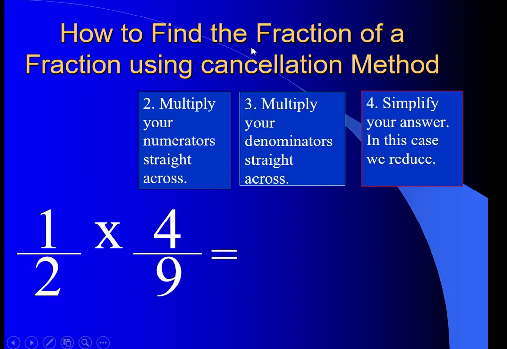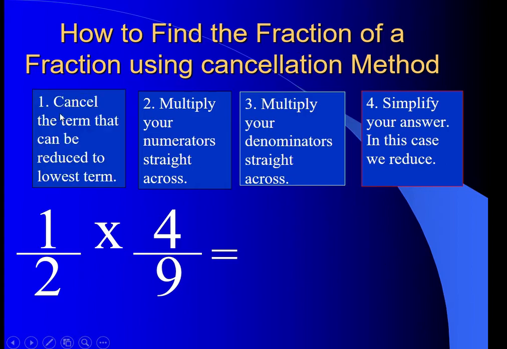We may also use cancellation method to multiply this. So, mamumove lang yung ating step. Ang move natin, cancel the term that can be reduced to lowest term. Alin ba dito yung pwedeng i-reduce? Yung 4 at saka 2. Ano ang GCF ng 4 and 2? So, since may GCF siya, pwede natin siyang i-cancel. So, we can divide both of them by 2.